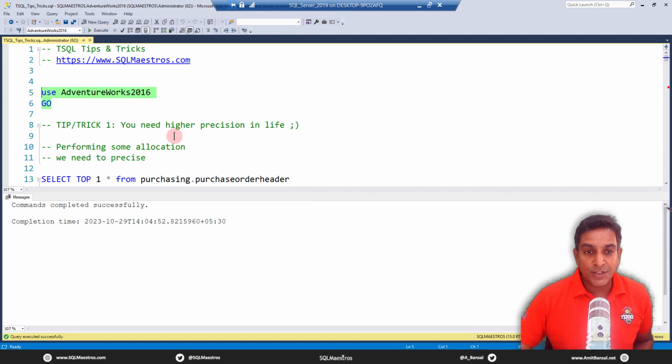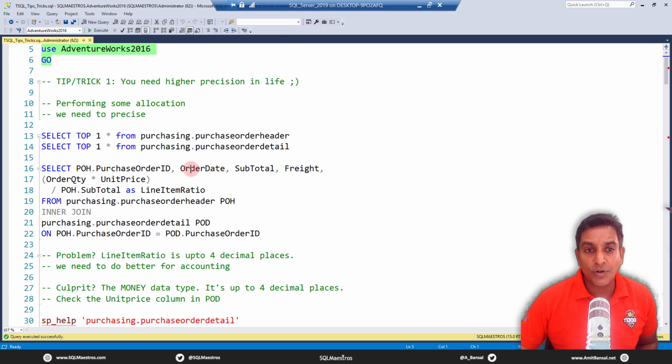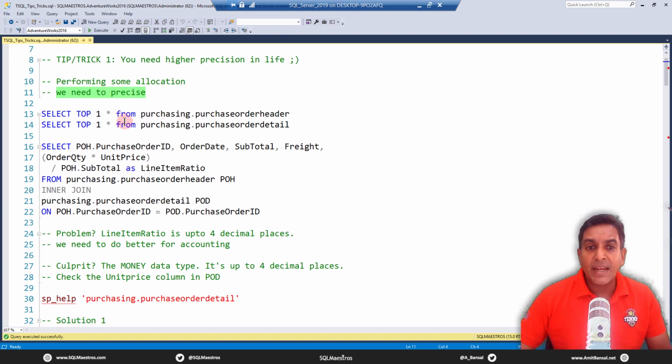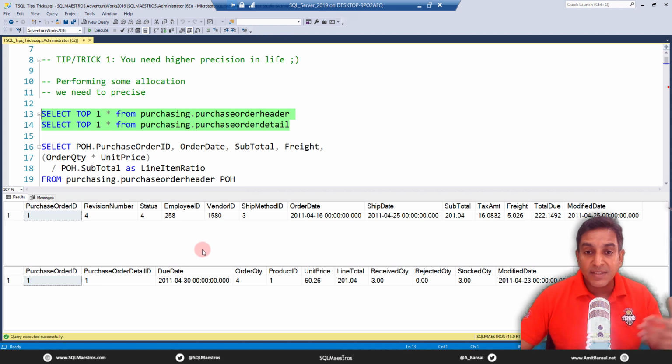We are using AdventureWorks 2016 here. Let's scroll down. What we want to do is perform some allocation, and we need to be precise. What kind of allocation? Let's talk about this. In AdventureWorks, there are 2 tables related to purchase. The first table is purchase order header, and as the name says, this has 1 record for each order. This is the order header, which means it will have the summarized order information like subtotal, order date, customer, ship method, etc.